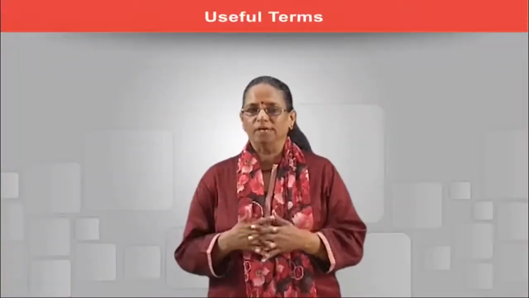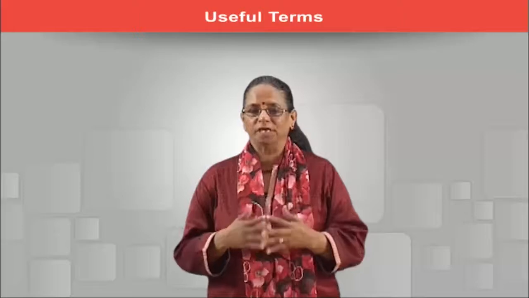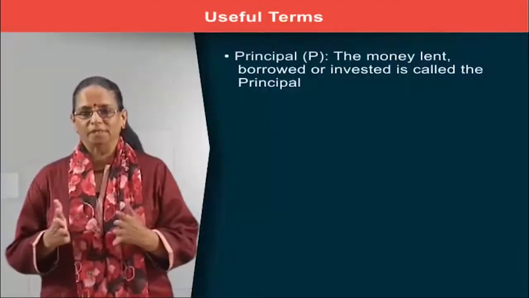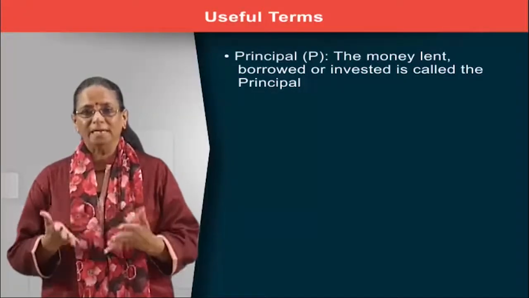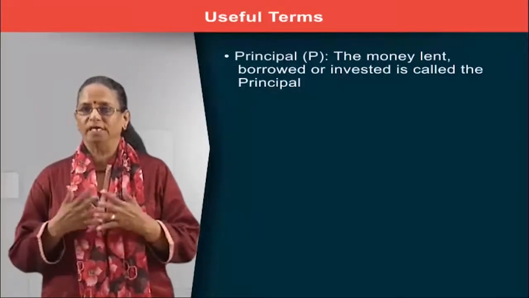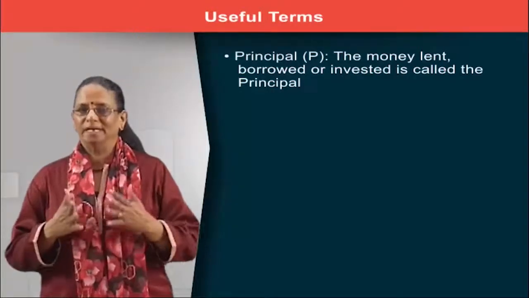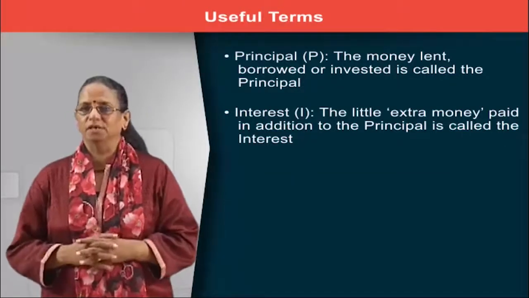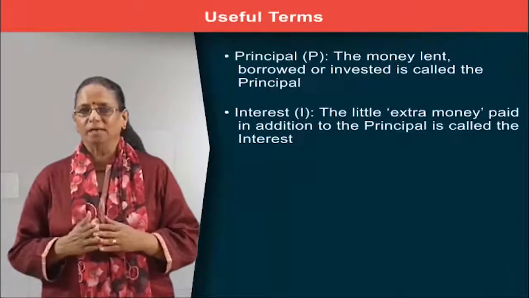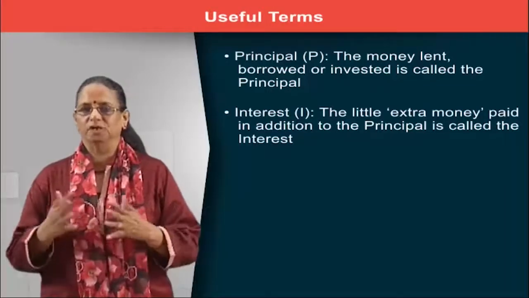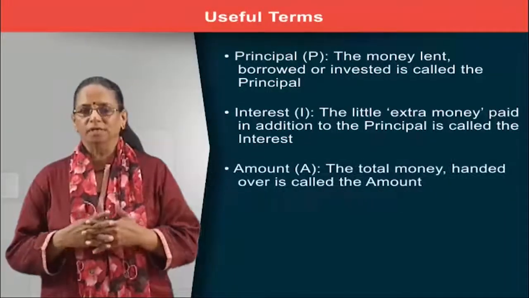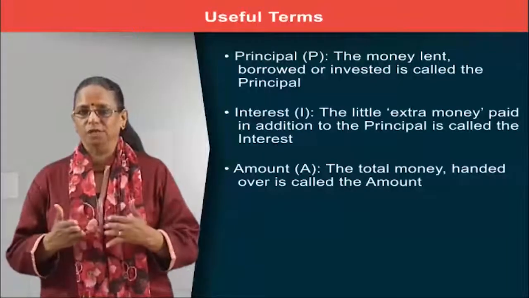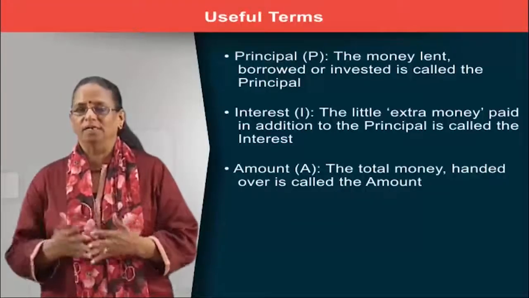Let's get acquainted with the terms that we use in this chapter. The useful terms here are principal, which is denoted by capital P. What is principal? The money lent, borrowed or invested is called the principal. The next is interest, which is denoted by capital I. As we just spoke about, it's the extra money paid in addition to the principal. What is amount, denoted by A? It is nothing but the principal plus the interest. That is, the total money handed over is called the amount.